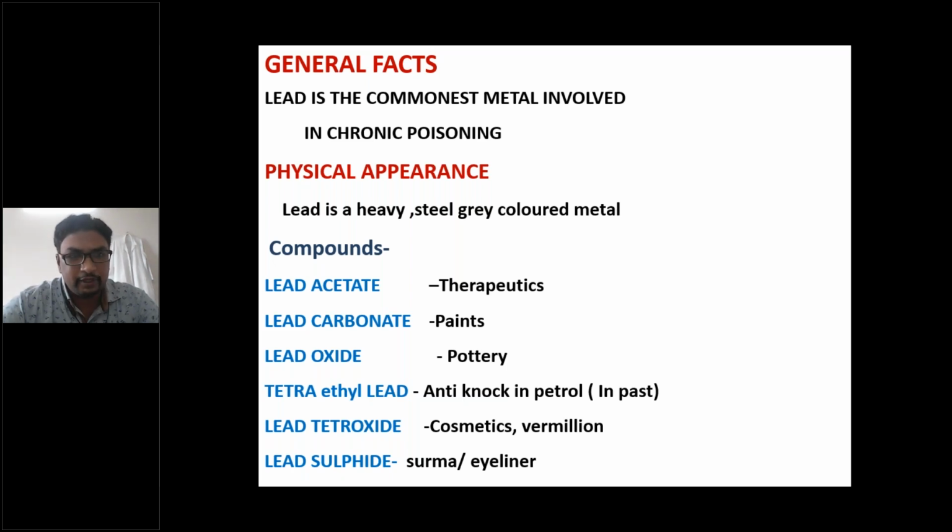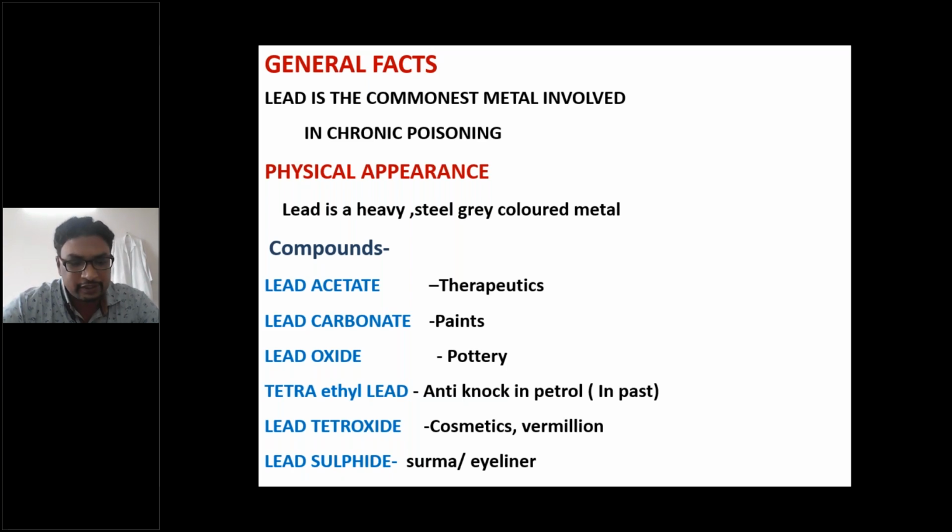So what is the physical appearance of lead? Lead is a heavy metal. It is a steel gray color metal, and these are some of the compounds used in industries. Lead acetate is used in therapeutics in the pharmaceutical industry, and lead carbonate is used in paints. Lead oxide is used in pottery, and tetraethyl lead is an anti-knock agent in petrol.